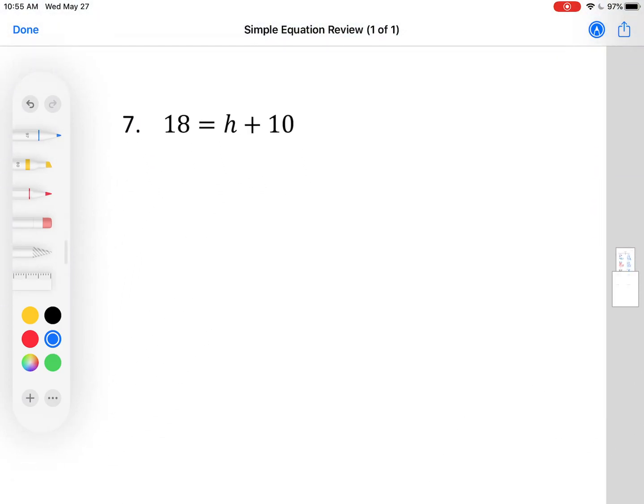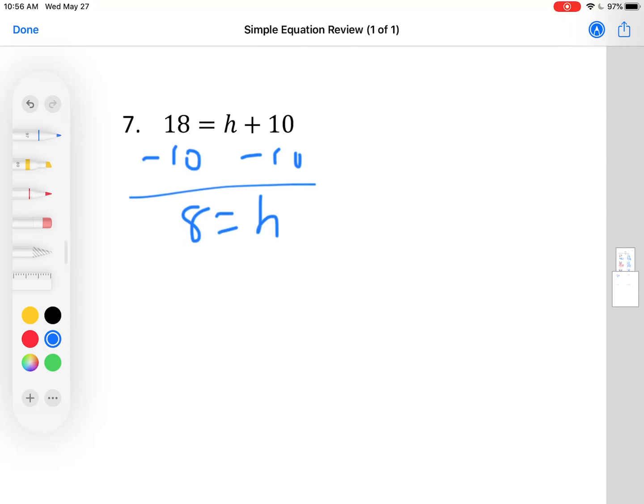Next thing. Again, 2 sides. Left side has 1 thing, right side has 2 things, h and plus 10. What gets rid of plus 10? Minus 10. Minus 10. We get 8 equals h. No more plus signs. It would be time to divide, but look, there's nothing multiplying h except for 1, and we don't care about 1.